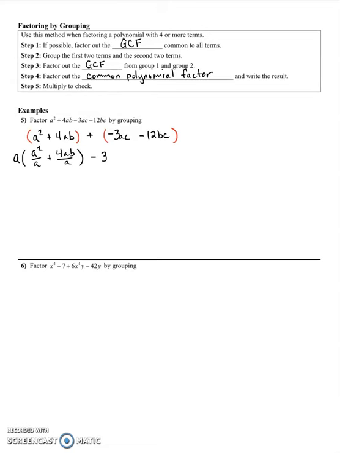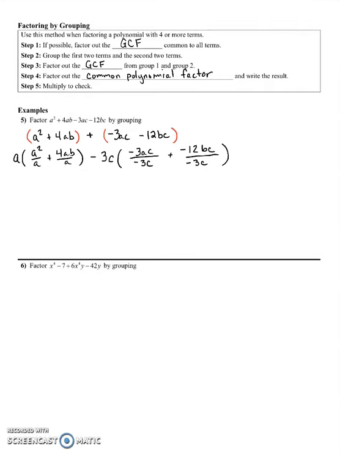Okay, now, the second term doesn't have an a, so we don't put that in our GCF. The first term does not have a b, so the b doesn't go in our GCF. But they both have a c to the first power, so the c does go in our GCF. Then we have negative 3ac, and remember we divide by our GCF. And then plus a negative 12bc divided by a negative 3c from our GCF.